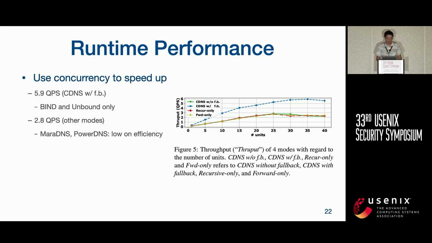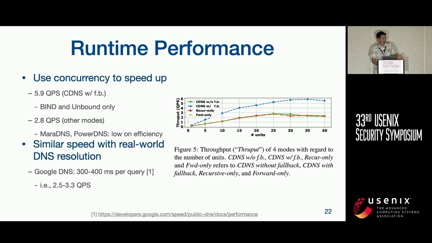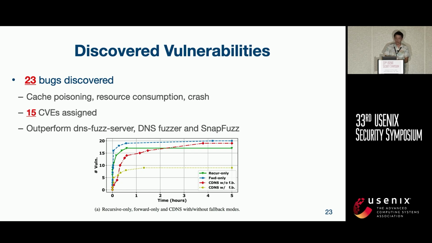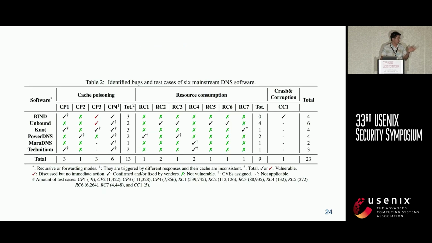We use concurrency to speed up. We show 5.9 queries per second, QPS, for CDNS with fallback mode. For other software, we have 2.8 QPS, since some of the DNS software is low in efficiency. And we find this matches real-world DNS resolution, for example Google DNS. Finally, we find 23 bugs, and 15 of them were assigned CVEs. It obviously outperformed the two GitHub repos, DNS Fuzz server and DNS Fuzzer, and the stateful paper. And this is the concluding table for the vulnerabilities we found with ResolverFuzz.